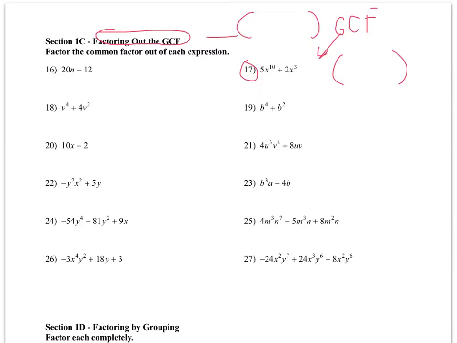Okay, so if we look at 5x to the 10th and 2x cubed, and this is kind of what you did in the prior section, what's the greatest common factor of 5 and 2? Well, 1 is the greatest common factor, and you can put the 1 out here, but when the greatest common factor of the two numerical coefficients is 1, you really don't need to put the 1 out in front. So let's go ahead and grab the eraser and erase it. I mean, you could put it there if you want, okay?